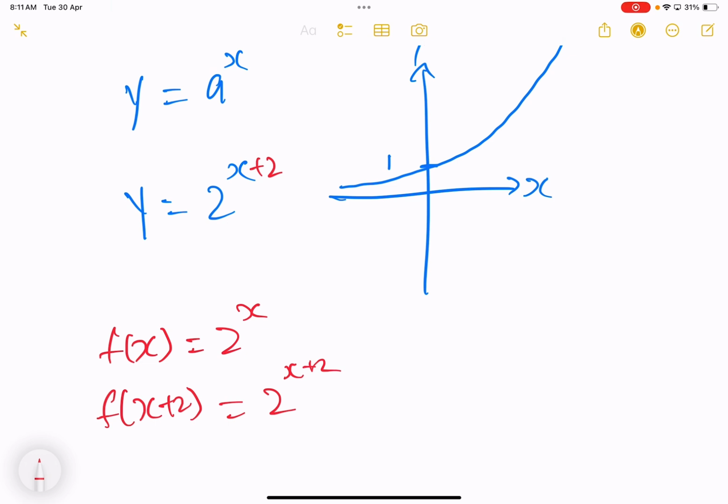Okay? So, in summary, when my input is being shifted by plus 2, this is a bit different from the above. If it's plus 2, intuitively you may think that it shifts to the right, but it's not. If it's plus 2, it means it shifts to the left. Okay, the whole graph is shifted to the left by 2 units. Okay, if it's minus 2, then the whole graph will be shifted to the right by 2 units. That's all you need to remember.